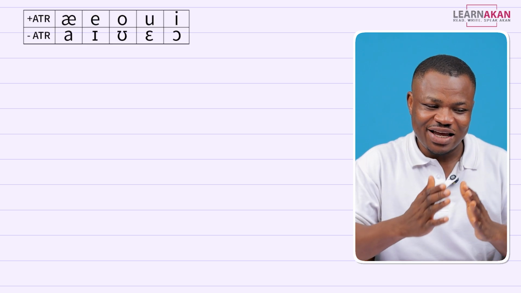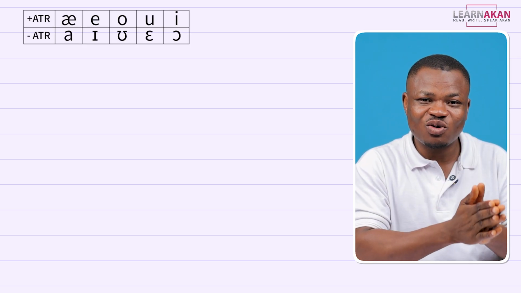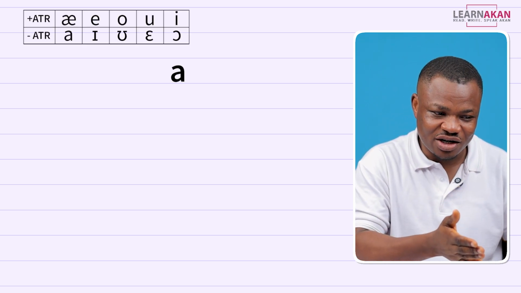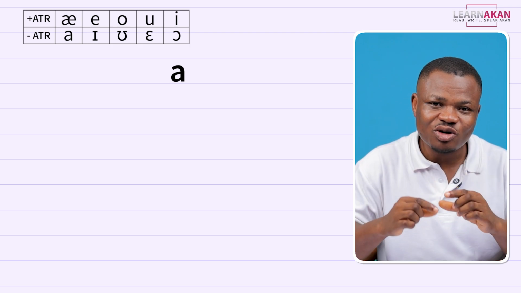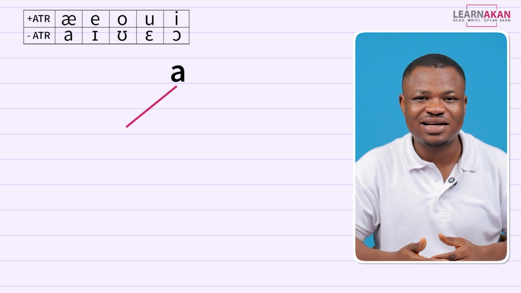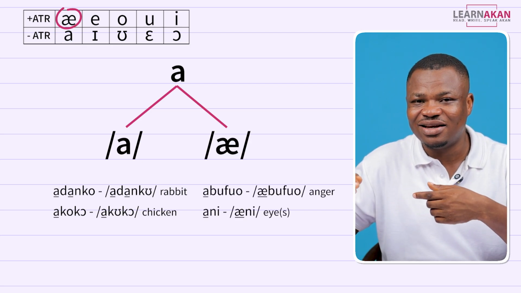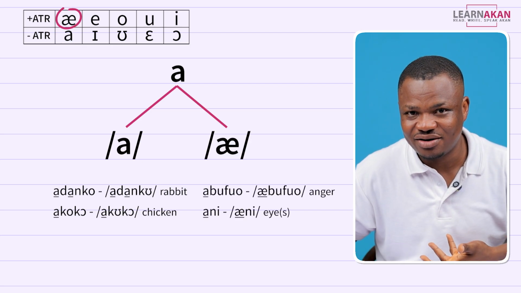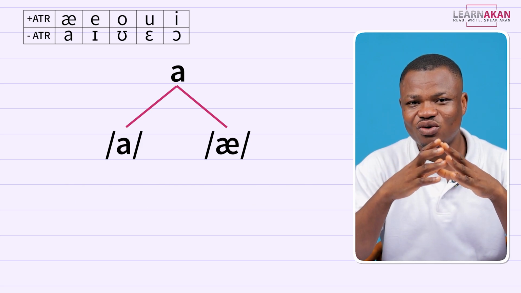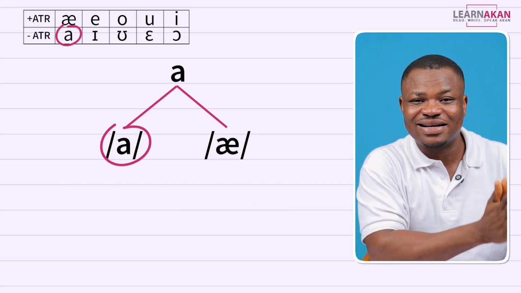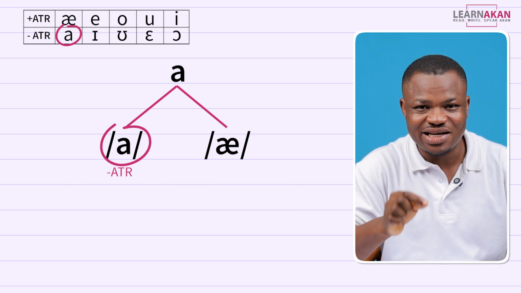So now that we have this rule, let's go back to the 3 questions that we posed at the beginning of the lesson and try to answer them. So the first question was, if you come across the vowel a in a word or in an environment, how do you know whether to pronounce it as the regular a sound or as e, as in ebufu or eni? Now, we know the regular a sound is minus ATR.